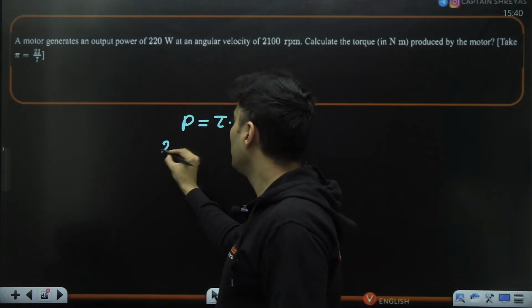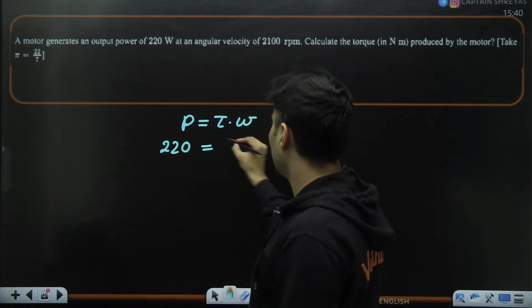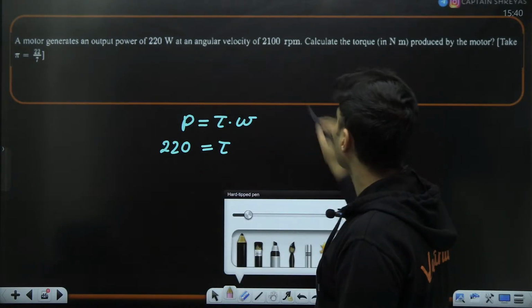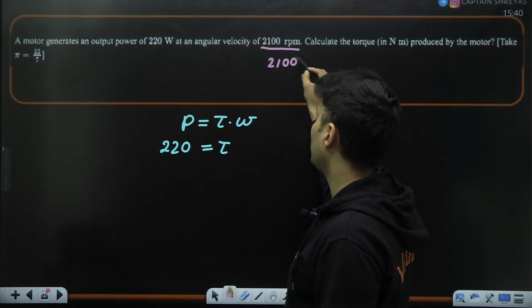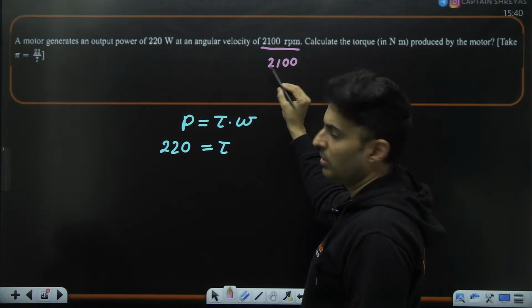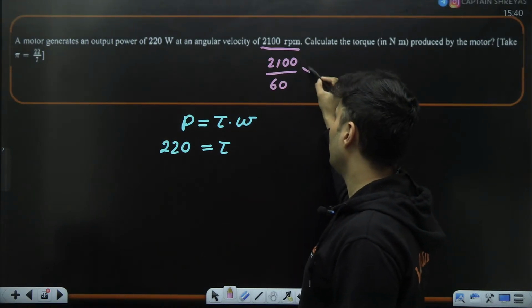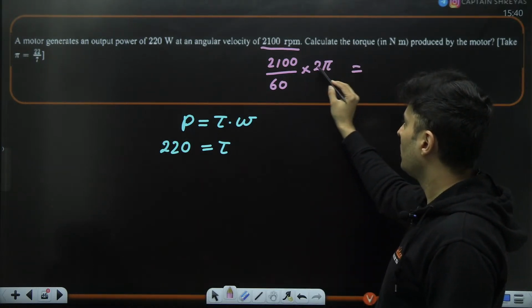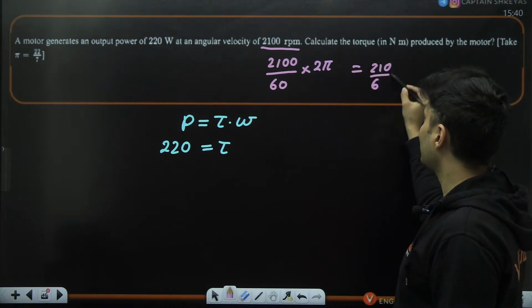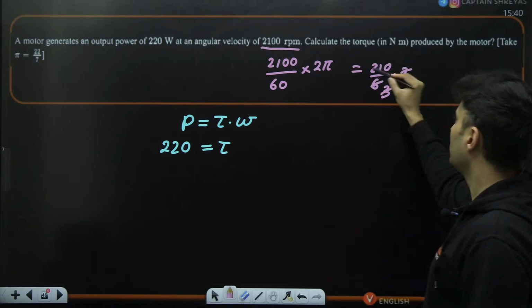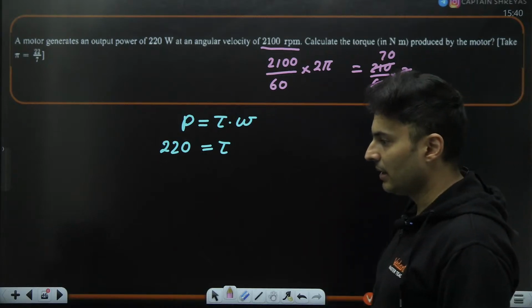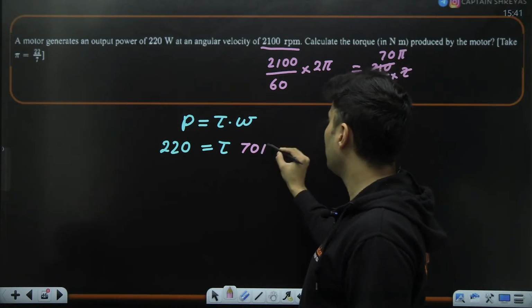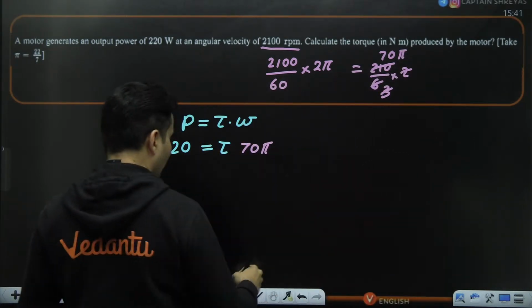The power is 220. Torque, that's what you have to find. Omega is how much? Okay, we need to convert that. 2100 rounds per minute. So per second will be divided by 60. Convert it into radian, so multiply by 2 pi. 0, 0 cancels. Correct? So this will be 210 by 6 multiplied by 2. 2 and 6 cancels, becomes 3. This becomes 70. So omega will become 70 pi. Perfect.